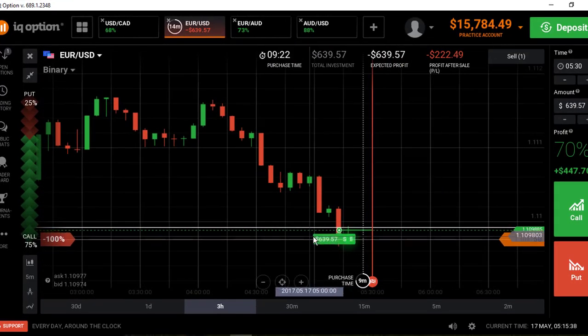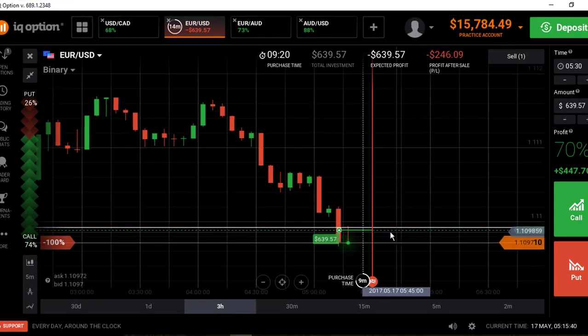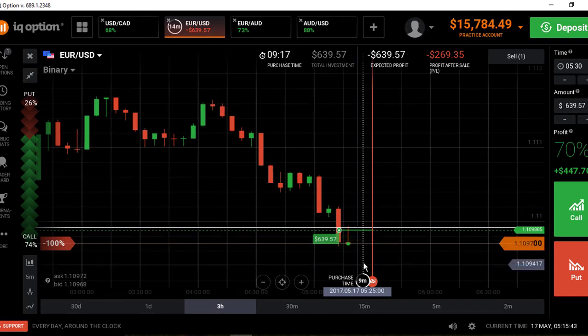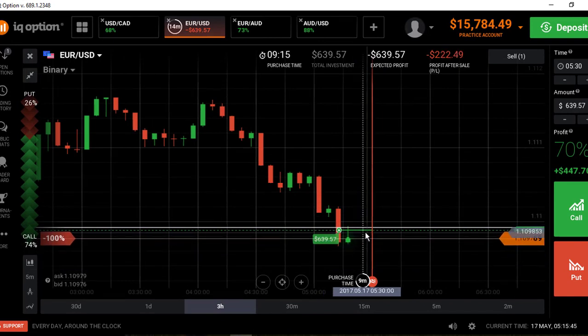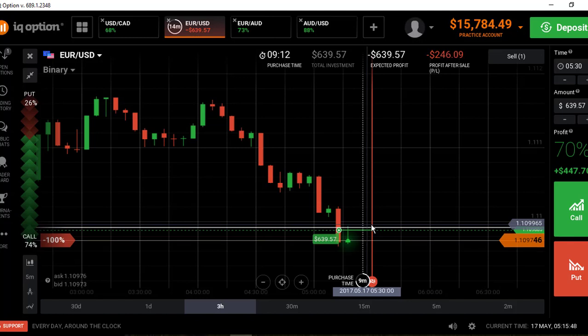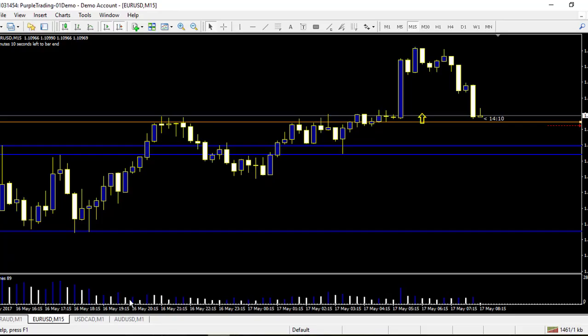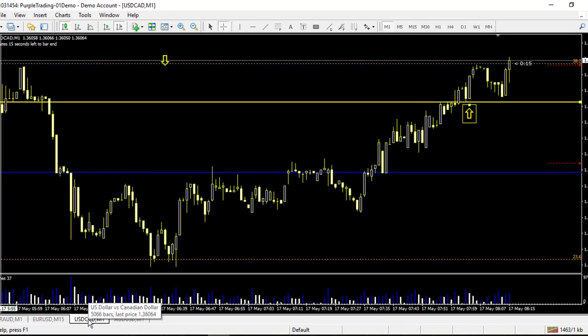So let's see. We are in a 15-minute trade. There is 15 minutes to go, and we see the price goes against us. We still have 15 minutes, so it's three 5-minute candles. So we still have time. Sorry, USD CAD signaled again.